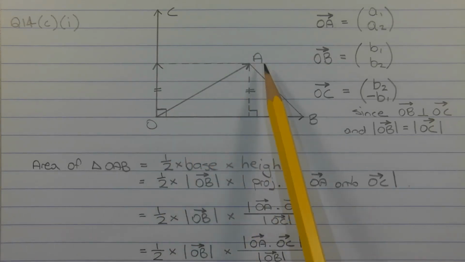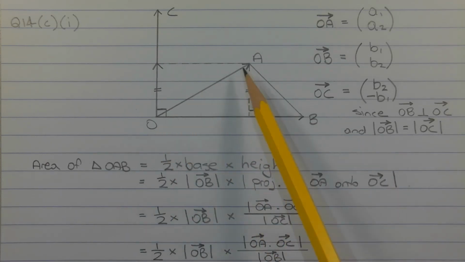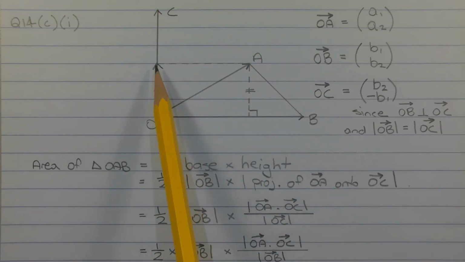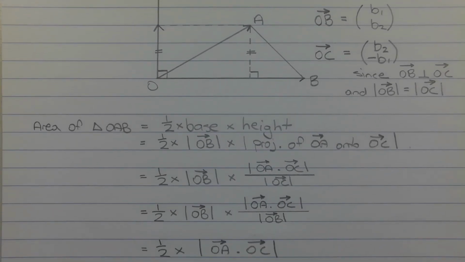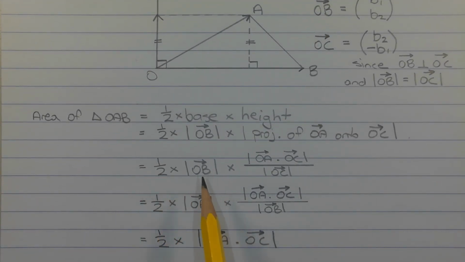Now the area of triangle OAB is equal to half times the base times the height. And that equals half times the magnitude of vector OB multiplied by the magnitude of the projection of vector OA onto vector OC. And that's this vector here, from here to the end of the arrow here. And that equals half times the magnitude of vector OB multiplied by the magnitude of the dot product of vectors OA and OC over the magnitude of vector OC. Now the magnitude of vector OC is equal to the magnitude of vector OB. So I can rewrite this equation, replacing the denominator here with the magnitude of vector OB. Now the denominator here will cancel with this term here.